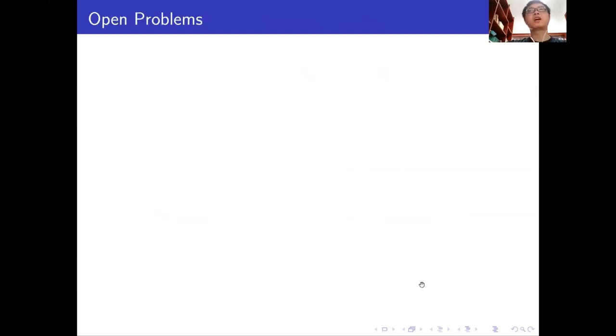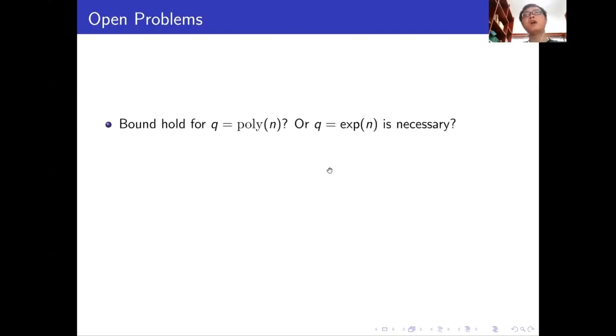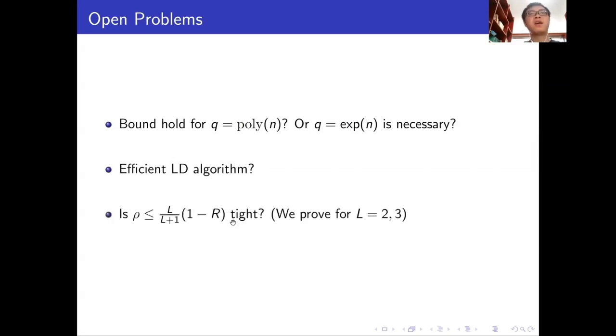I will finish this talk by mentioning a list of open problems. First of all, our bounds hold only when q is an exponential function of n. Is it necessary, or do our bounds hold in fact for a much smaller field size q? For example, q is only a polynomial function of n. Second, does there exist an efficient list decoding algorithm for our conjecture? I think this is a very interesting and meaningful open problem. Last, is this bound always tight? We only proved it for L equals 2 and 3.